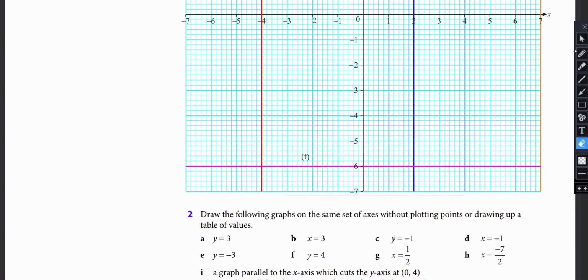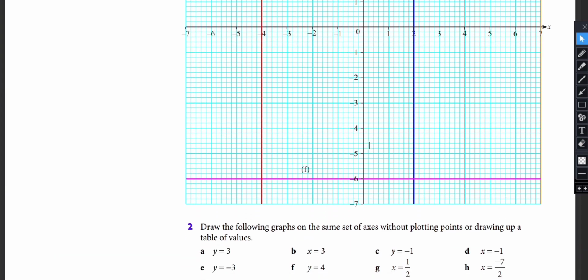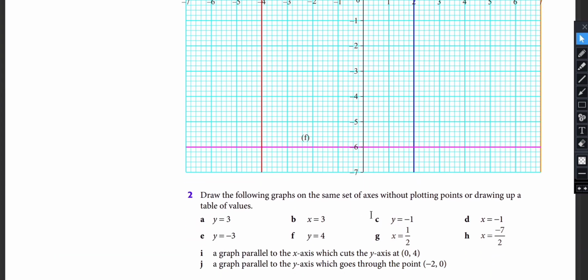That was question number one. We just had to name all of the lines. In question number two, they're saying draw the following graphs on the same set of axes without plotting or drawing up a table of values. So we do not have to make a table like we did in 10.1, with x and y.